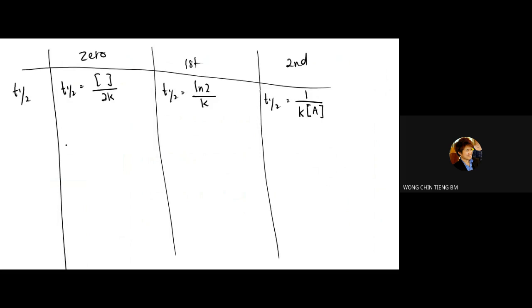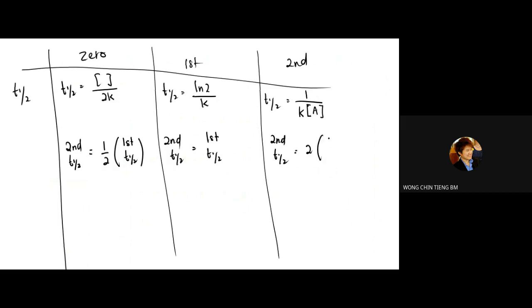Okay, relationship. Second half-life for the zero order will be equal to half of the first half-life. Okay. Untuk first pula, dia akan sama. Second half-life will be equal to the first half-life. Okay. For this one, second half-life will be equal to double of the first half-life. Makes sense? A bit of conclusion for you over here.